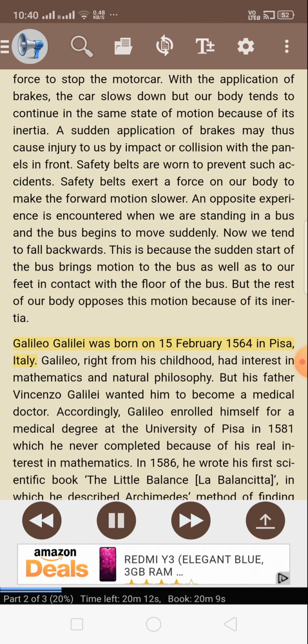Galileo Galilei was born on the 15th of February 1564 in Pisa, Italy. Galileo, right from his childhood, had interest in mathematics and natural philosophy. But his father Vincenzo Galilei wanted him to become a medical doctor. Accordingly, Galileo enrolled himself for a medical degree at the University of Pisa in 1581, which he never completed because of his real interest in mathematics.